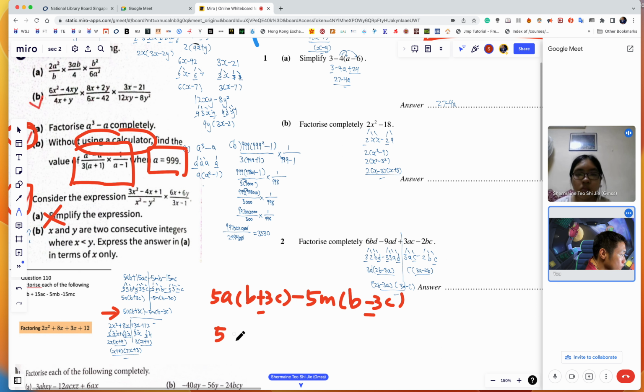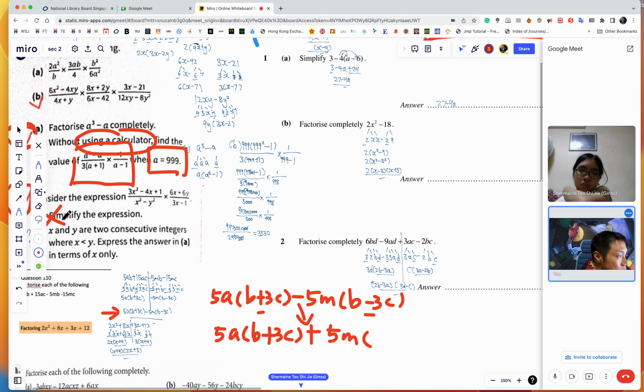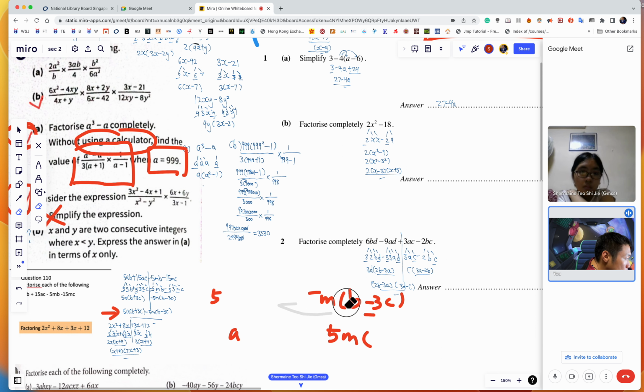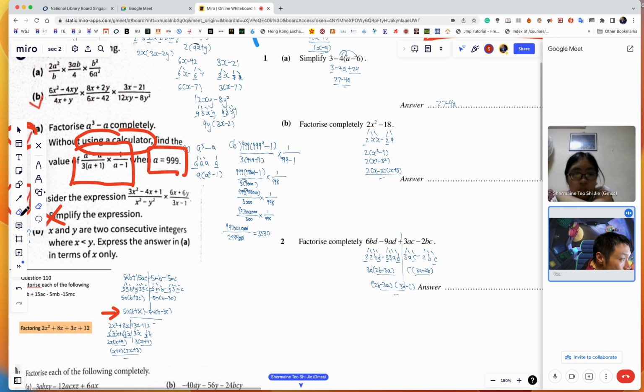So you just change the minus to plus. So this is 5m, and then over here will become what? It cannot. I think you made a mistake for this question already. Let's look at it closely. Let me see how you do it. Did you copy the question correctly or not? Let me see. Minus 5mb minus 15mc. Okay, good.